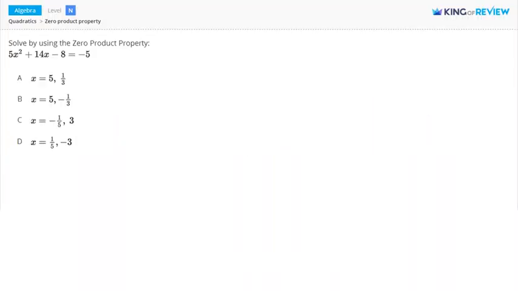Hello, this is a Kinga review, and we're going to be using the zero product property to solve this equation. So let's write it out. Minus 8 is equal to negative 5.